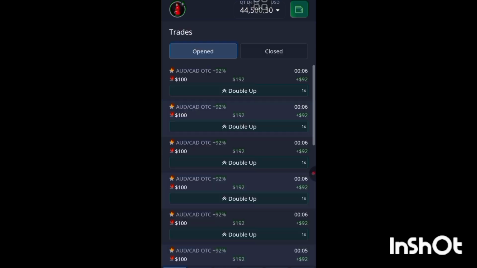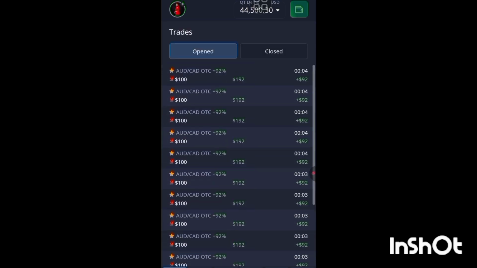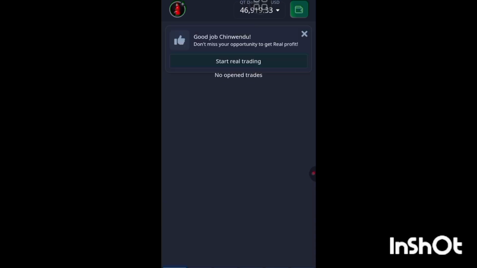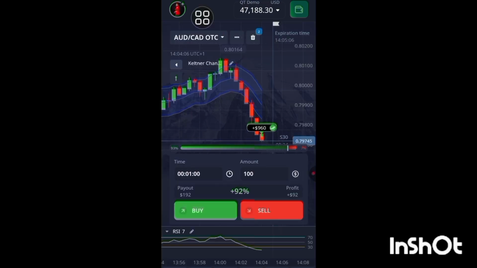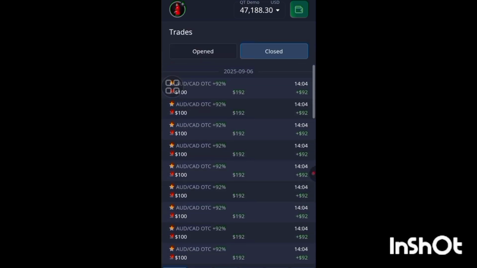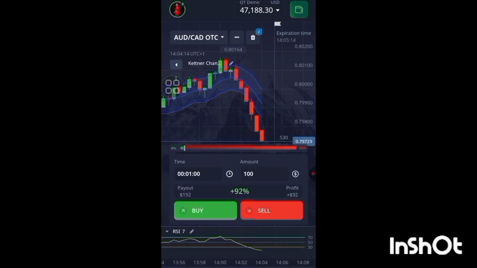Let's see if it was profitable. Yes guys, it's extremely profitable. I took about 16 trades, look at it, and all of them are profitable. So this strategy is fire.